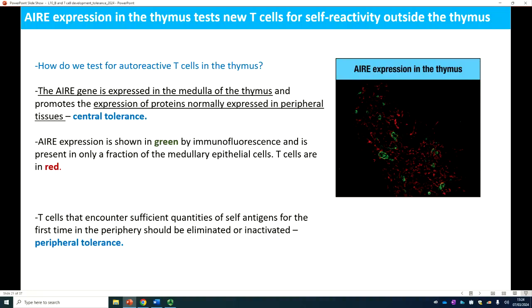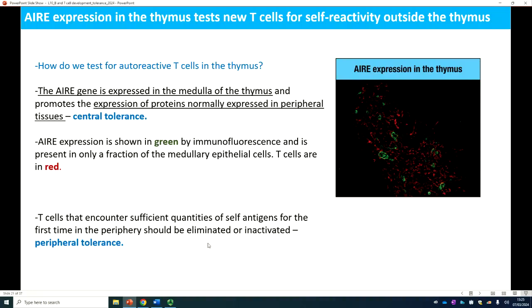So this is part of central tolerance. Essentially within the thymus we're presenting those T cells with proteins that would normally be found in the periphery and just seeing whether they auto-react. And again, any T cell that is going to bind to any of those self-antigens in a sufficient quantity is going to be eliminated or inactivated.